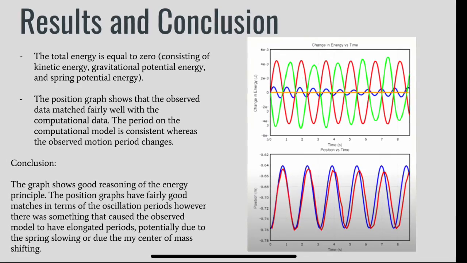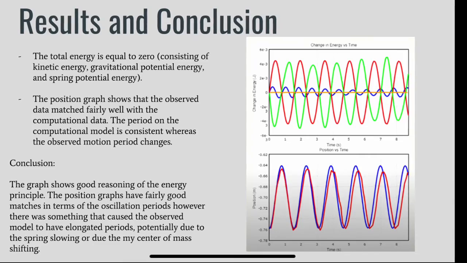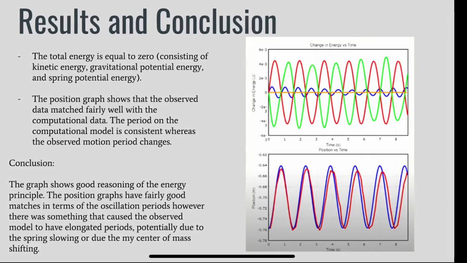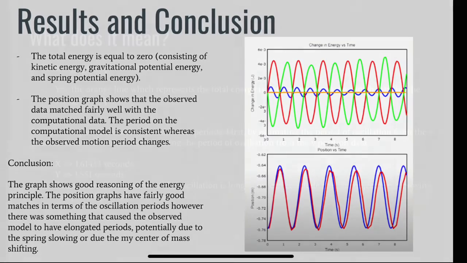The position graphs have fairly good matches in terms of the oscillation periods. However, there was something that caused the observed model to have elongated periods, potentially due to the spring slowing down or due to my center of mass shifting.